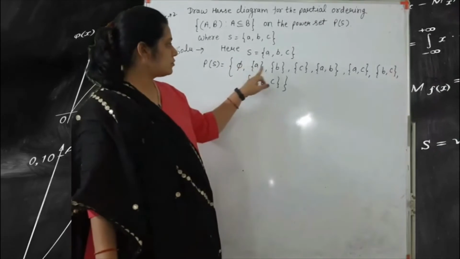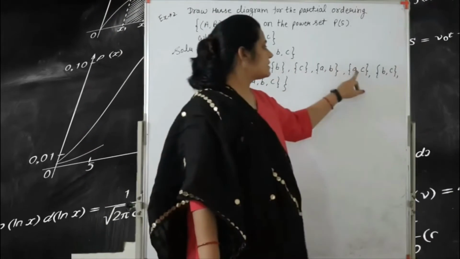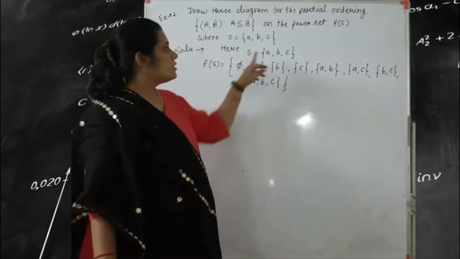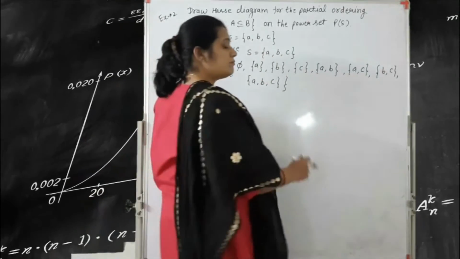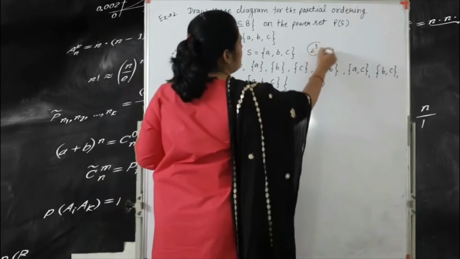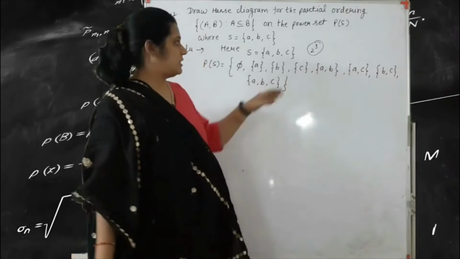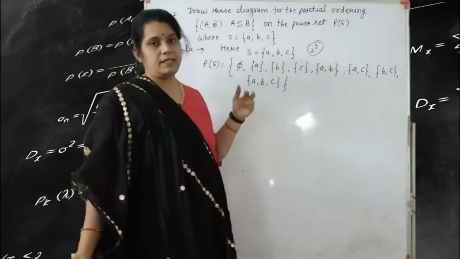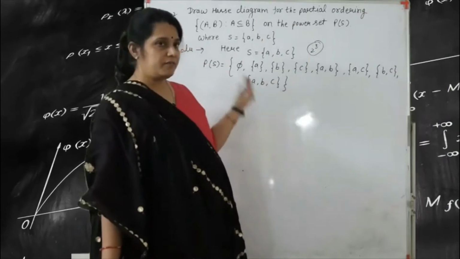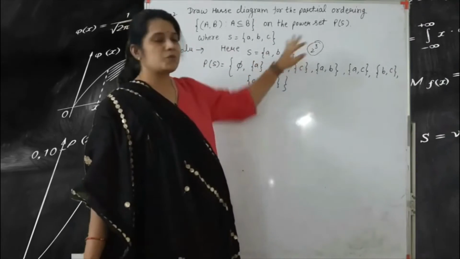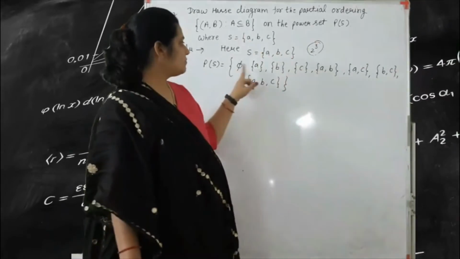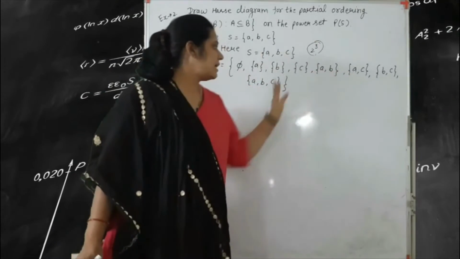So 1, 2, 3, 4, 5, 6, 7 and 8. 8 elements you can see here. So here we have the 3 elements. If you have any confusion, always keep in mind this formula: total number of subsets. 3 elements are given in the set, so 2 raised to the power 3. If given 4 elements, then 2 raised to the power 4. That means 2 times 2 is 4, 2 times 4 is 8. That means 1, 2, 3, 4, 5, 6, 7 and 8.